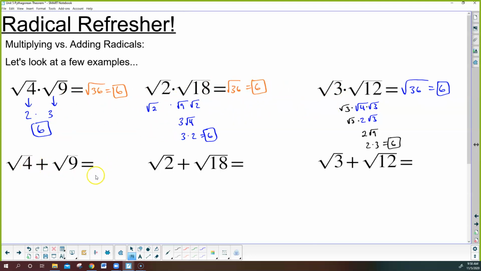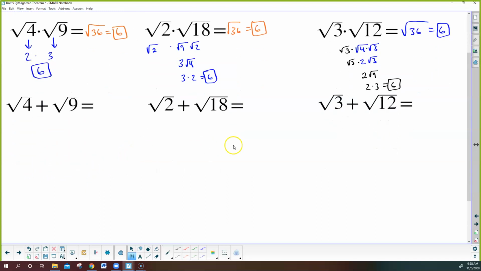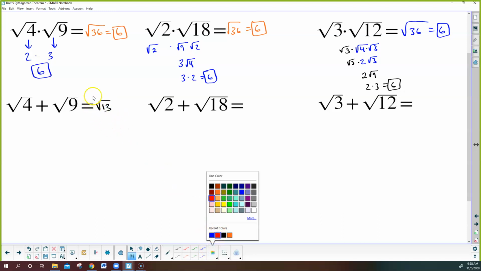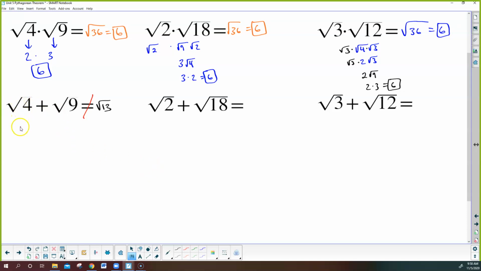But it doesn't work that way with subtraction. Now let's look at this, or subtraction or addition. So the square root of 4 plus the square root of 9 is not the square root of 13. Okay, and I want you to be well aware, you cannot add with that same thought process of how we did multiplication. So here's what I got. We know the square root of 4 is 2. And we know the square root of 9 is 3. And 2 plus 3 is equal to 5. So notice you cannot add radicals the same way.